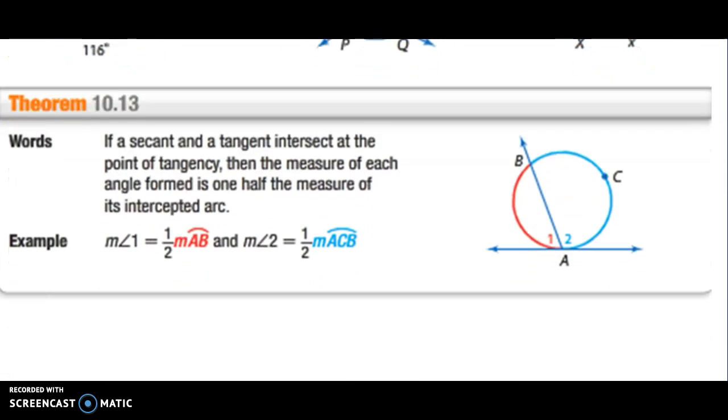The next theorem we're going to look at is theorem 10.13, which says that if a secant and a tangent intersect at a point of tangency, so like this would be point A, then the measure of each angle formed is 1/2 the measure of the intercepted arc. Meaning that A right here, angle A, is half of that. Angle 2 right here is half of BCA.